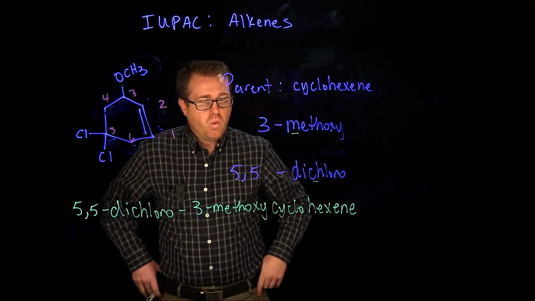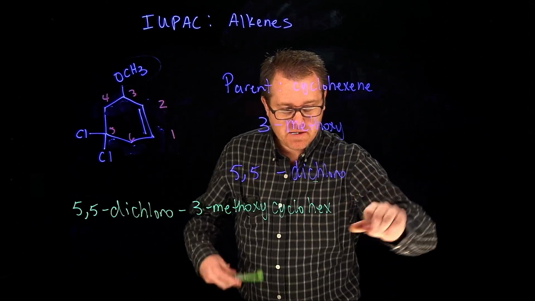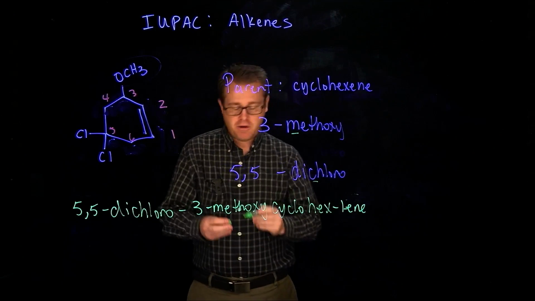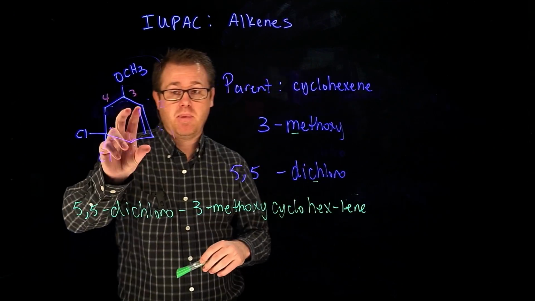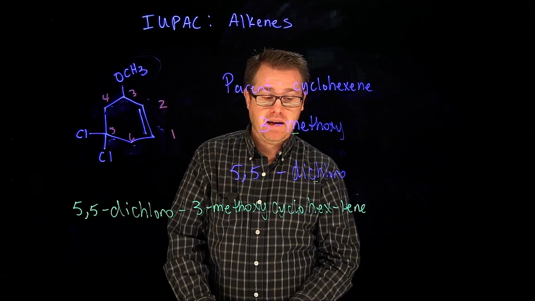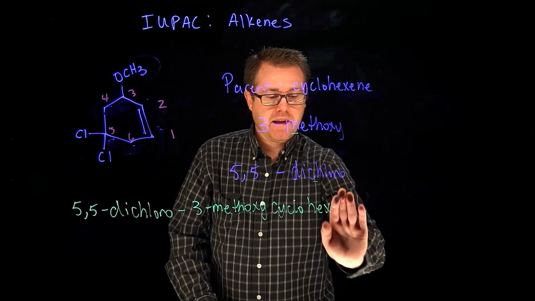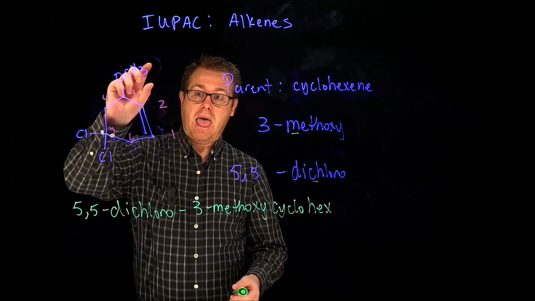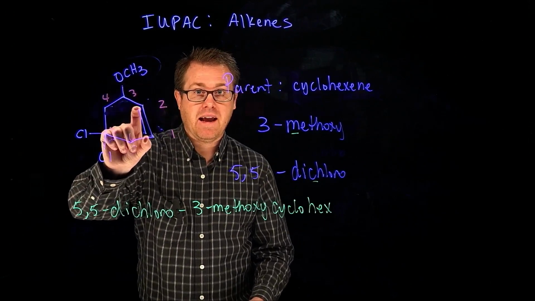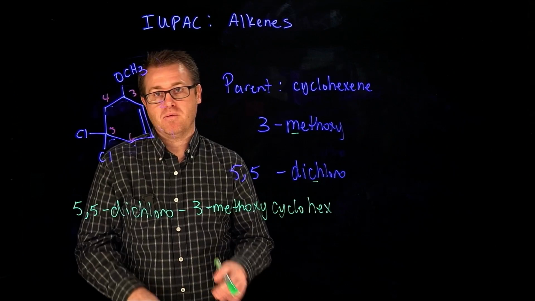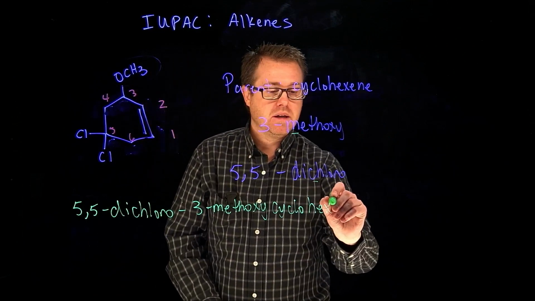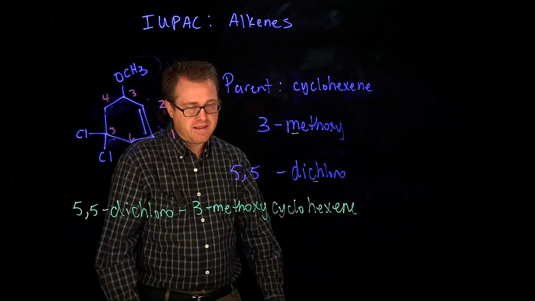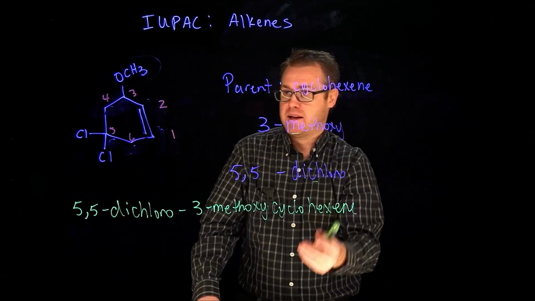Now, why do I not need to specify where that double bond is in the name? Because of the bullet point rule. The first bullet point says the alkene in the ring has to be carbon 1 and 2. That's just the rule. So we know that. So we do not have to specify where it is in that parent name because it's implied.